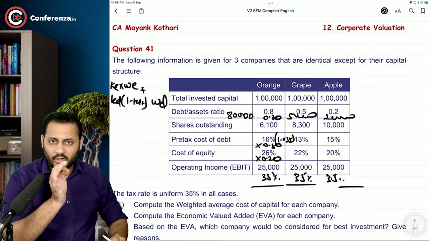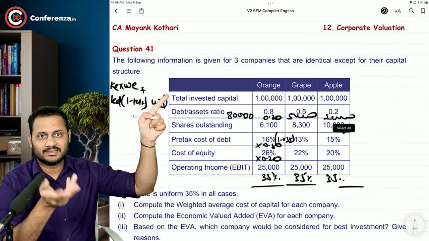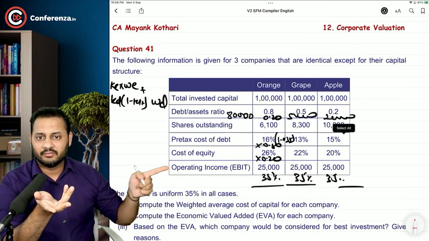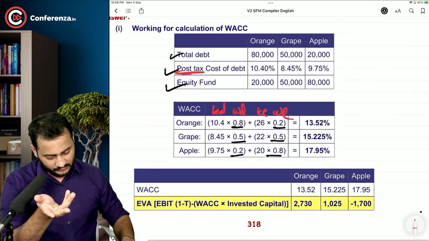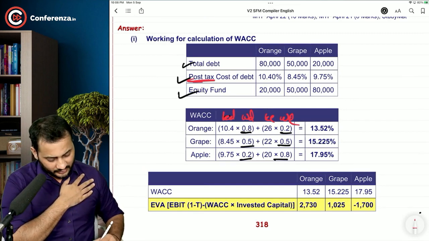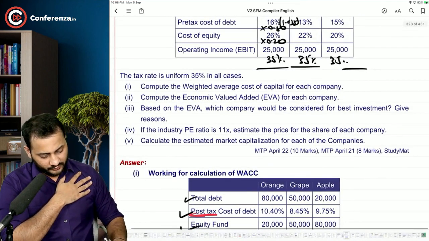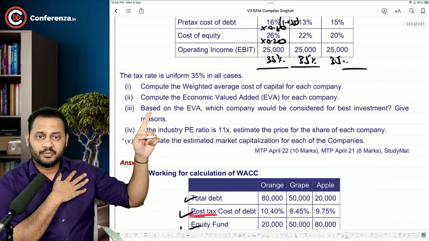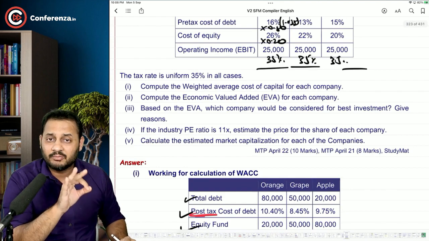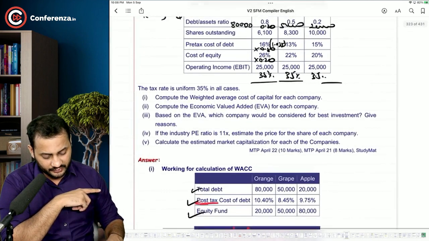It's very simple, sir. Whatever is the WACC that you have calculated, apply directly on the invested capital of 1 lakh. That's the expected return, and you have net operating profit after deducting 35% out of this. So we have the WACC, then EVA is nothing but EBIT (1 minus tax) less this. You can calculate and you will get the same answers. Okay, what's next? Based on the EVA, which company would be considered for best investment? Whichever company has the highest amount of EVA. So in this question, orange is the best company in terms of investment.